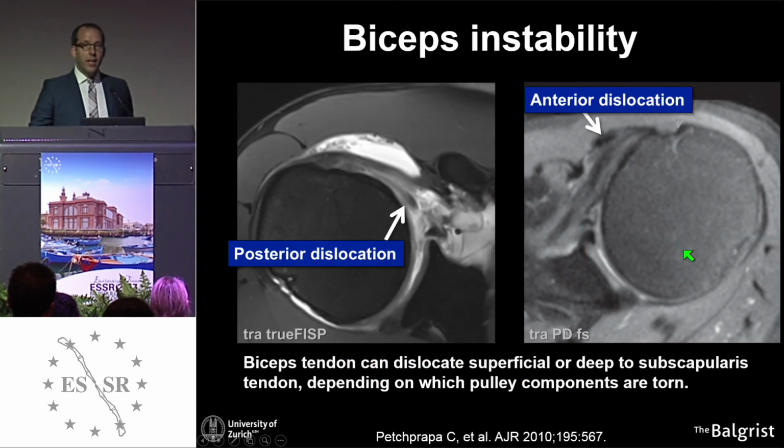The biceps tendon can dislocate depending on which part of the pulley is torn. So it can be a deep or superficial dislocation, as we can see in two cases. Once we have a posterior dislocation of the biceps tendon, and here the tendon is dislocated anteriorly in this other case.